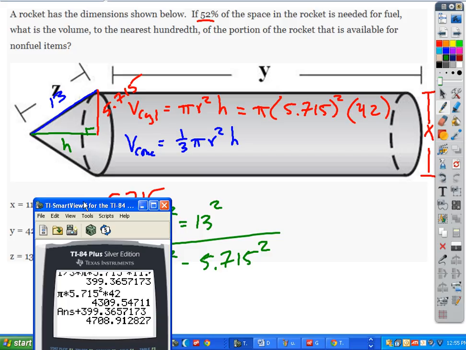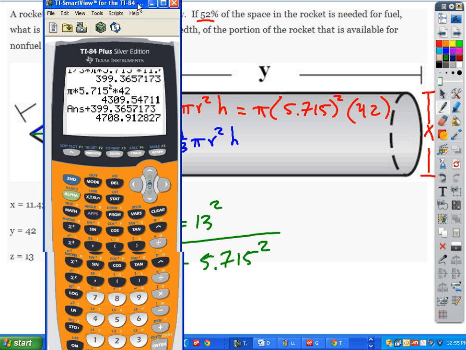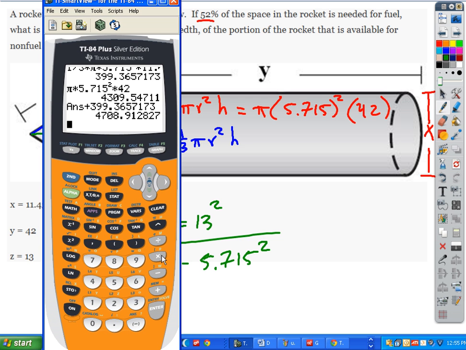So we take this answer times 0.48, and there it is. That's our answer. Okay, that's the volume available to us other than the fuel. So 2260.28, right?